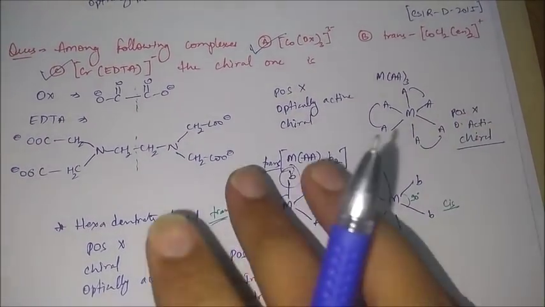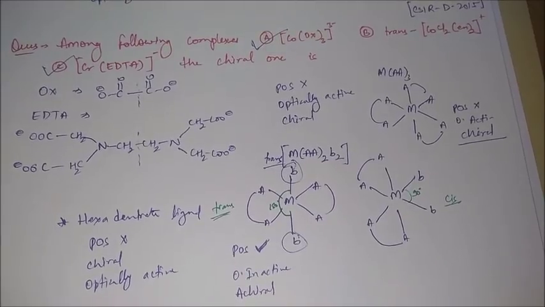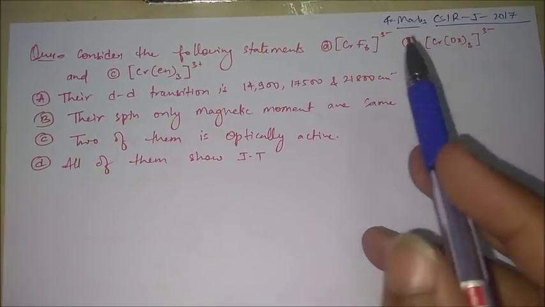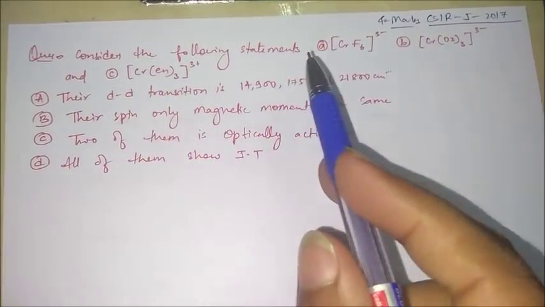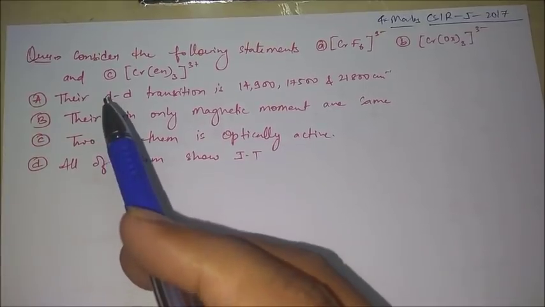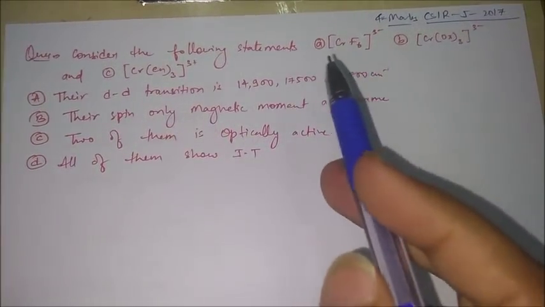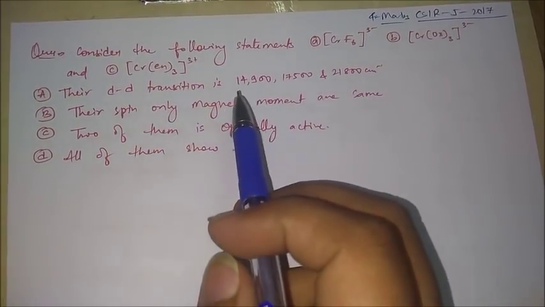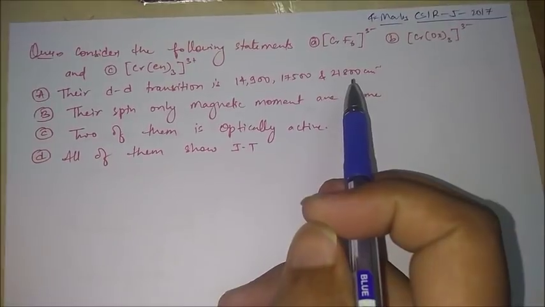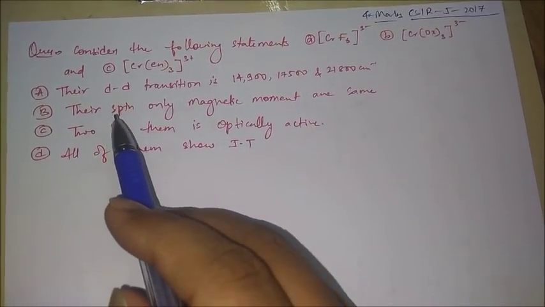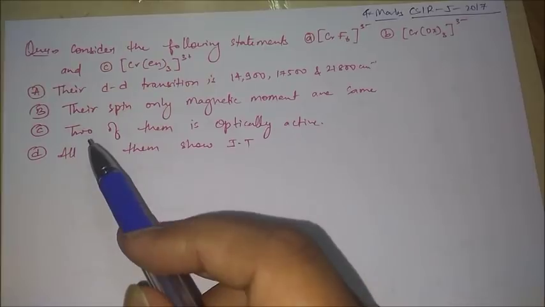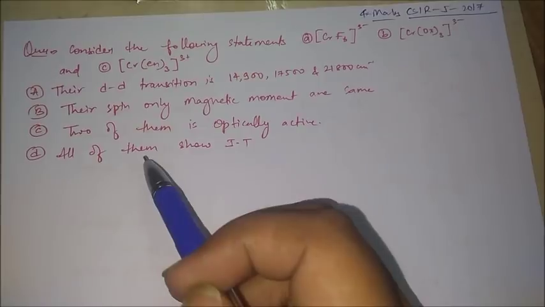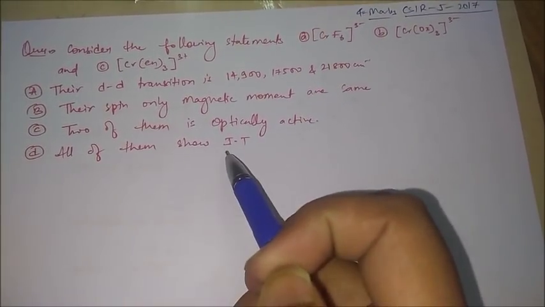I will take one more question from CSIR June 2017. Alright, so we have this question for 4 marks from CSIR June 2017, and the question says to consider the following statements. You have these 4 complexes, and the first statement says that their d-d transitions are 14,900, 17,500, 21,800 centimeter inverse. Then the second statement says that their spin only magnetic moments are the same. Then the third statement says that 2 of them are optically active, and the fourth statement says that all of them show Jahn-Teller distortion.